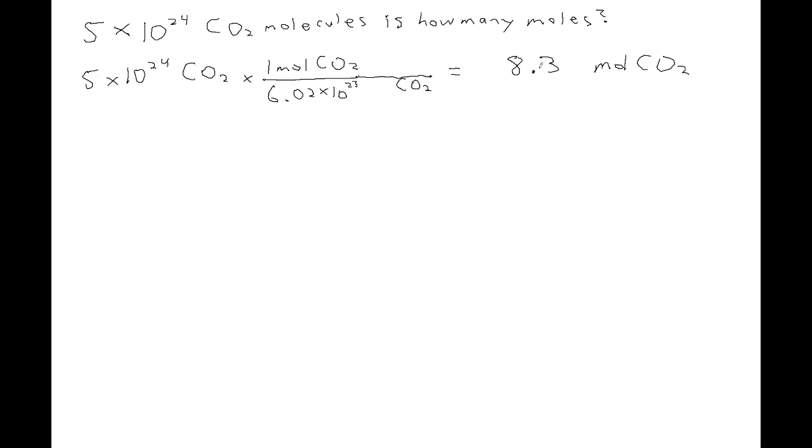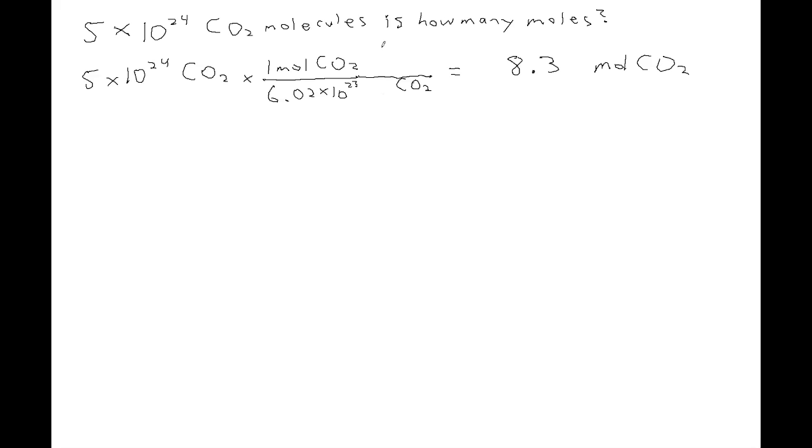Okay, good. So I'll round that up to 8.3 moles of carbon dioxide. So you started by writing the target units, then the starting information. You figured out the conversion ratio. Okay, good. And so that would be a correct way to do this problem.